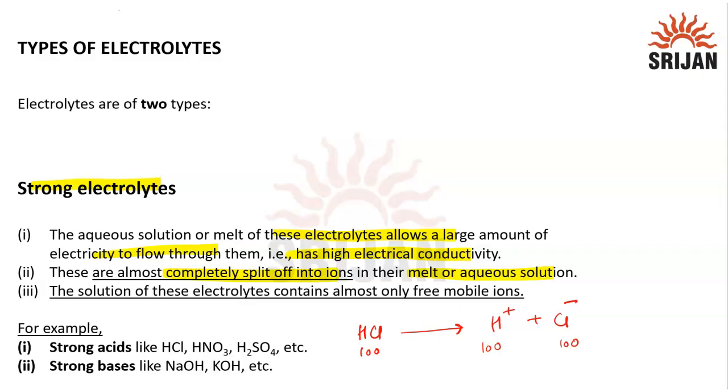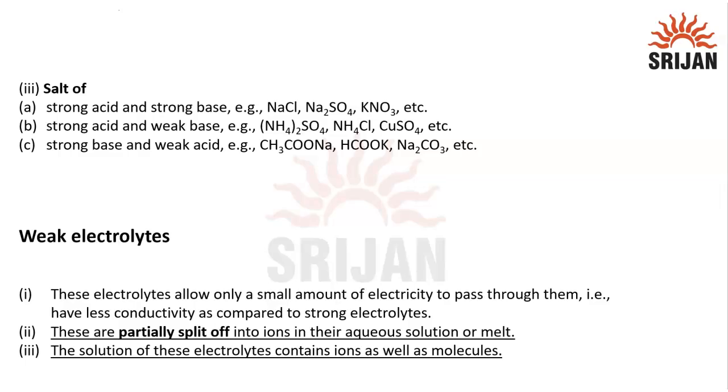So obviously, as maximum number of molecules get dissociated, the conductance will be high due to more free mobile ions. The solution of these electrolytes contains only free mobile ions. Examples: we have strong acids like HCl, HNO3, H2SO4, and strong bases NaOH, KOH, etc. Another example is salts of strong acid and strong base, strong acid and weak base, strong base and weak acid. They all are strong electrolytes. Here you can read sodium sulfate, sodium chloride, ammonium sulfate, sodium acetate, potassium methanoate, etc.